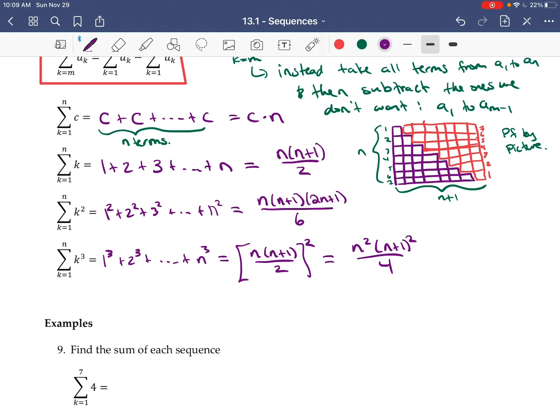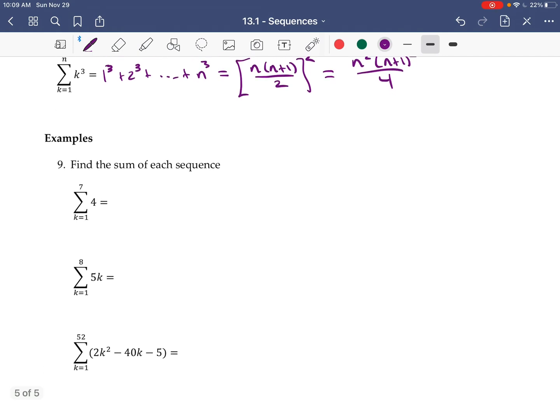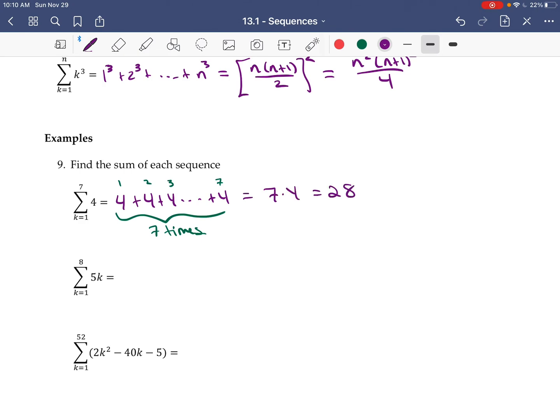Now we can use these to find some sums. I'm going to leave the hardest one for you to try. The sum from k equals 1 to 7 of the number 4, so this is 4 plus 4 plus 4, plus 4. This is k equals 1, k equals 2, k equals 3, and this is going to be k equals 7. So it's going to be 7 times 4, or 28, using the formula above.